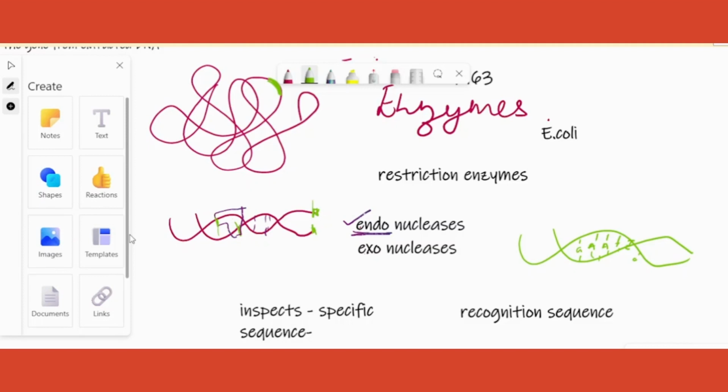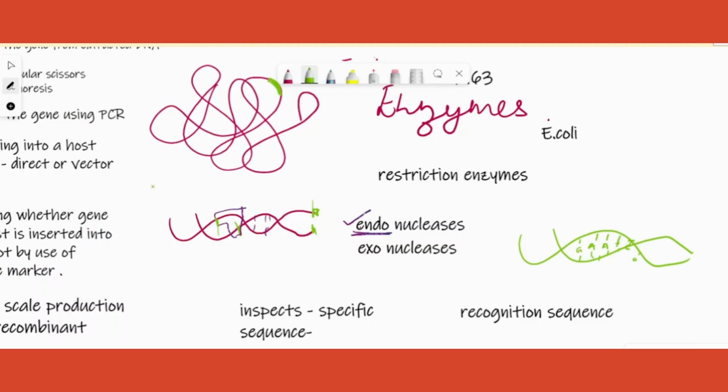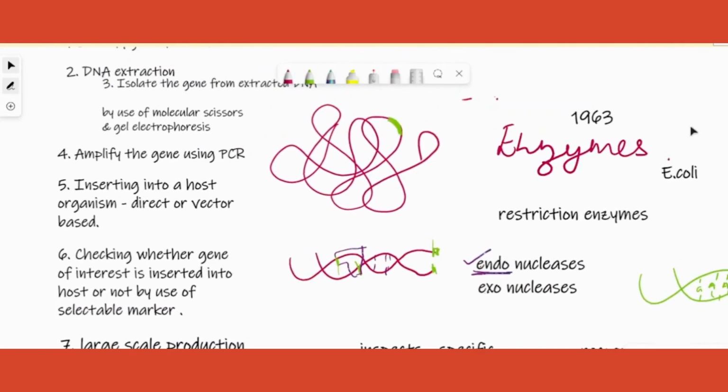Things to remember again, revising. Restriction enzyme. Why are we learning about restriction enzyme? We are learning about restriction enzyme because it is a tool in genetic engineering. Where is this tool used? This tool is used to isolate our gene of interest. We need to get our gene of interest out from the extracted DNA. For that, the tool that we usually use is an enzyme called restriction enzyme. There are two different types of them, endo and exonucleases, or restriction endonucleases and restriction exonucleases. Clear?